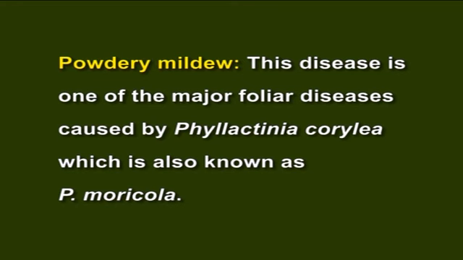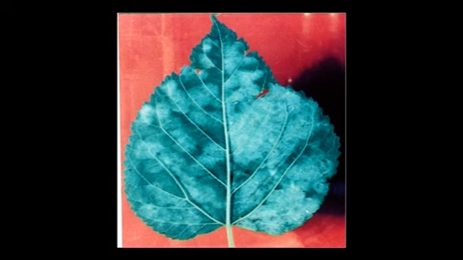Powdery mildew. This disease is one of the major foliar diseases caused by Phyllactinia corylea, which is also known as Phyllactinia moricola. It is more prevalent in tropics and temperate regions during post-rainy and winter seasons and starts progressing on the 40th day after pruning. The symptoms of this disease are white powdery patches on the lower surface of the leaf, and as the disease advances, the entire leaf turns brownish black and falls off prematurely.